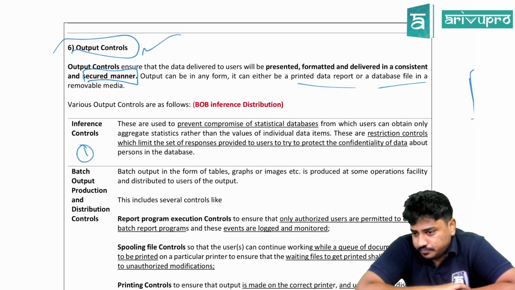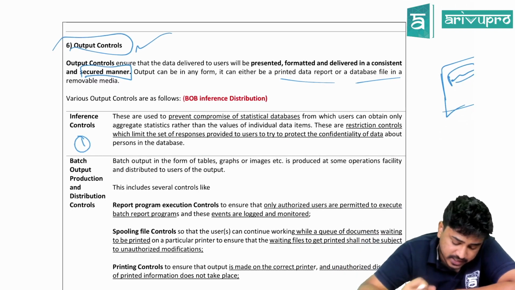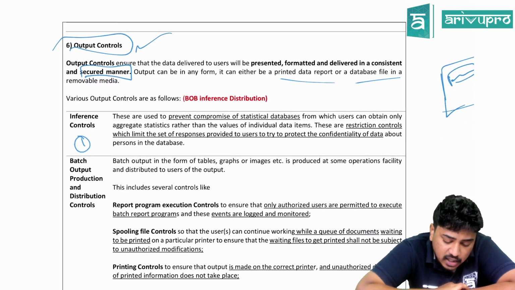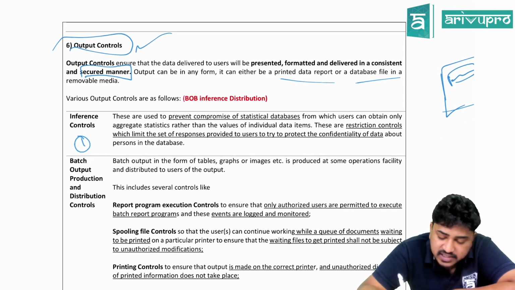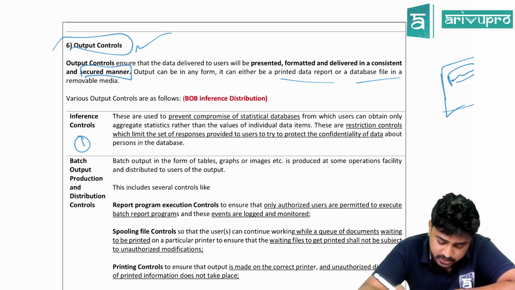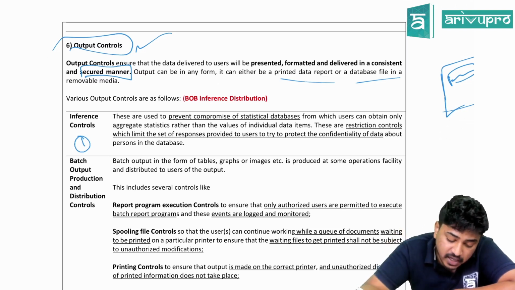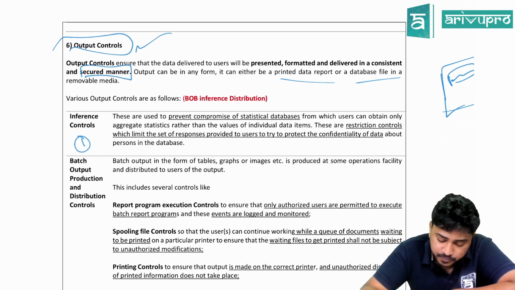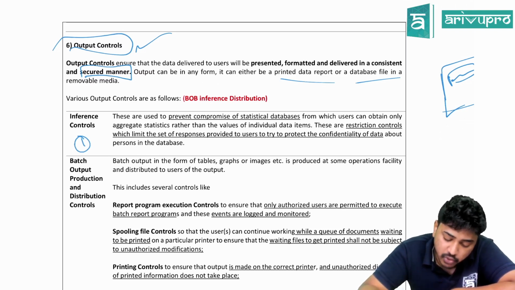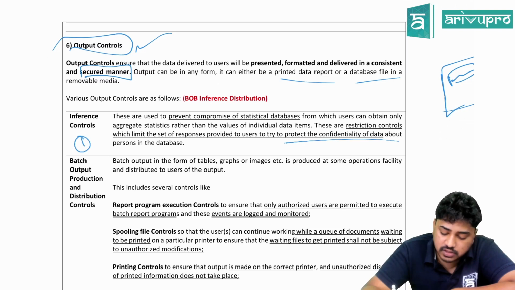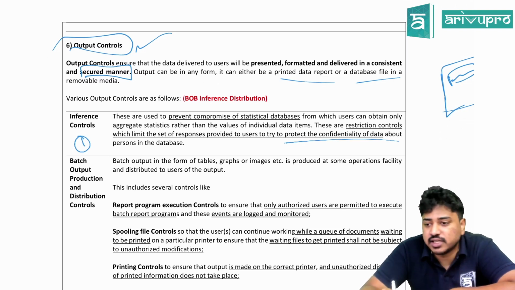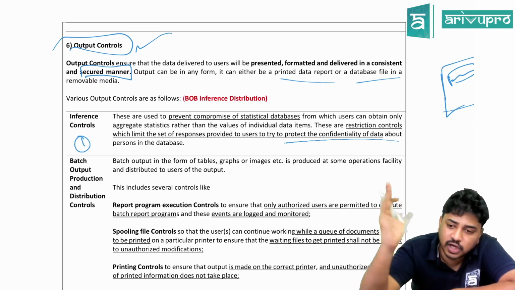Inference control. What is it? First one is inference control. These are used to prevent compromise of a statistical database from which users can obtain only aggregate statistics rather than the values of the data items. These are restriction controls which limit the set of responses provided to the users and try to protect the confidentiality of the data about the person in the database. Understood?